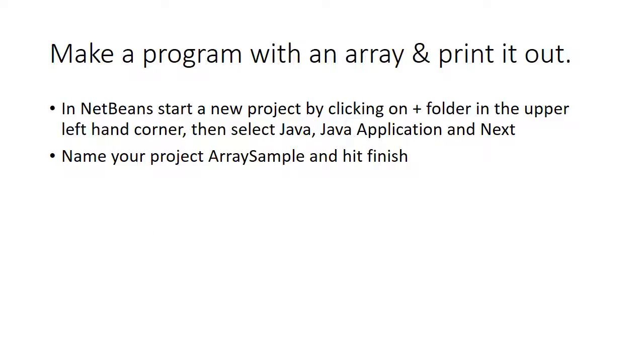In NetBeans, you start a project by clicking on the icon in the upper left-hand corner. This is the icon that looks like a folder with a plus sign over it. Then in the left-hand window, you select Java. In the right-hand window, you select Java Application, and then choose the Next button. When the next screen comes up, you name your project. In this case, I named it Array Sample, and hit Finish.